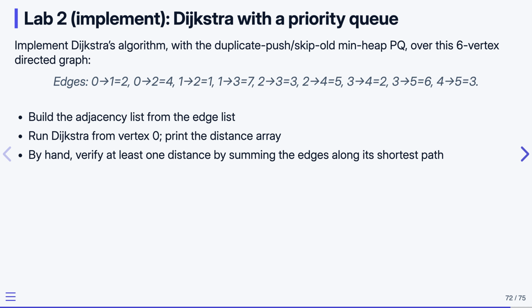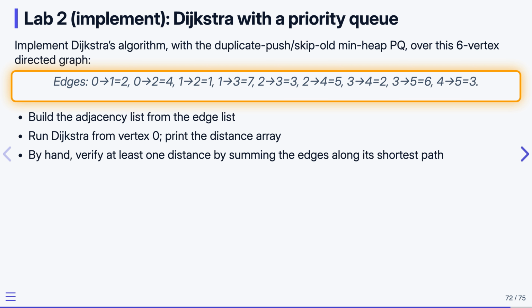For Lab 2, you will implement Dijkstra's algorithm with a priority queue. This is the version that pushes duplicates and skips old entries. Give it a try. The graph has 6 vertices and 9 directed edges.